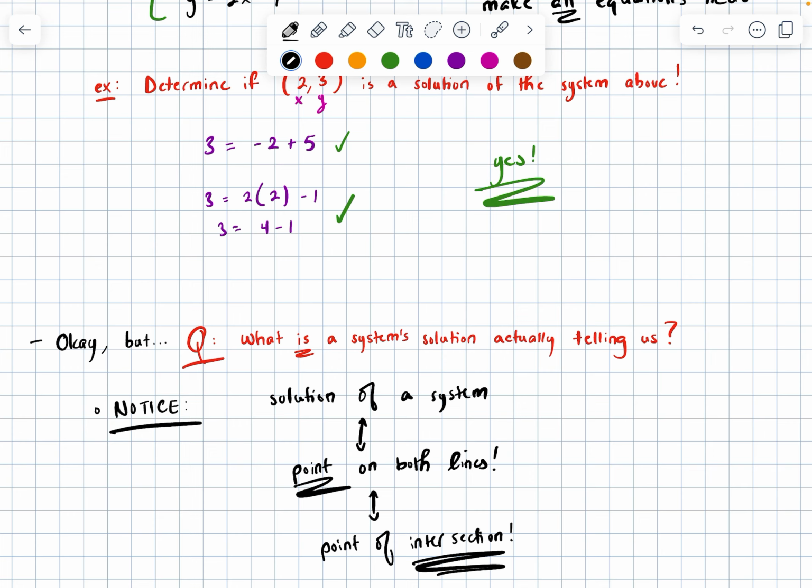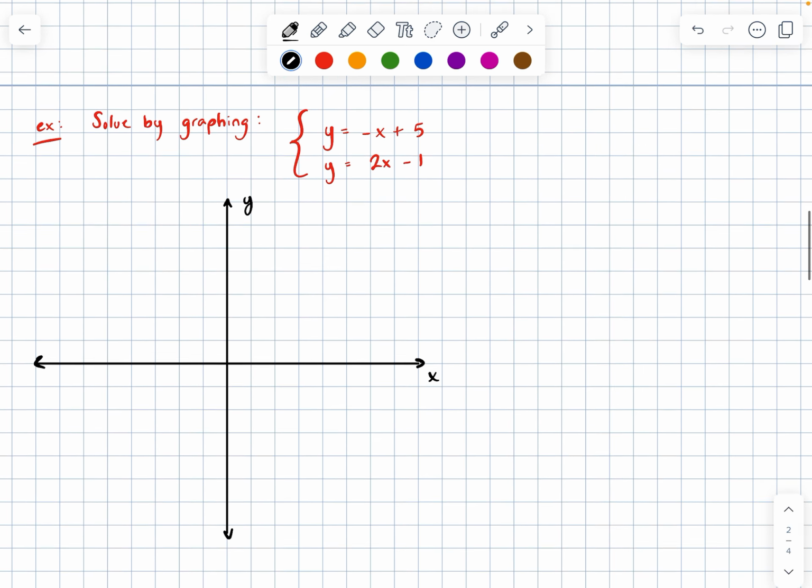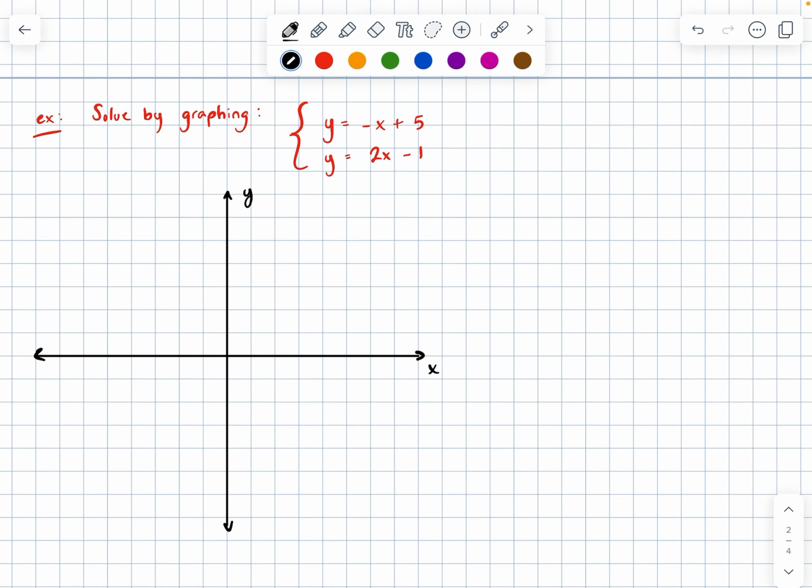Which means, if we can graph our lines, we should be able to use the visual of the graph to find the solution, because the solution should be the place where they cross. Which leads us to our first method for solving systems of equations: solving by graphing.